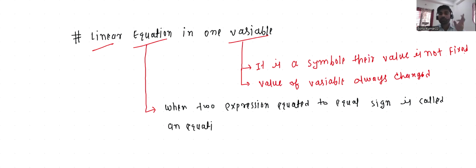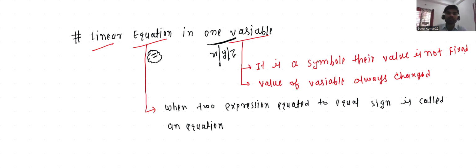For example, we know the variables x, y, z, and a constant's value is always constant. The combination of variable and constant is called an expression. It is very easy to understand. There is an equal sign also. One variable means either x or y or z. Generally, we are going to discuss either x or y or z.